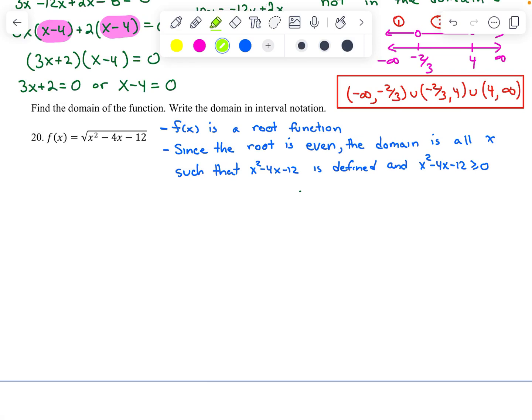Hello class, in this video I'll be showing you how to find the domain of a function given its equation.